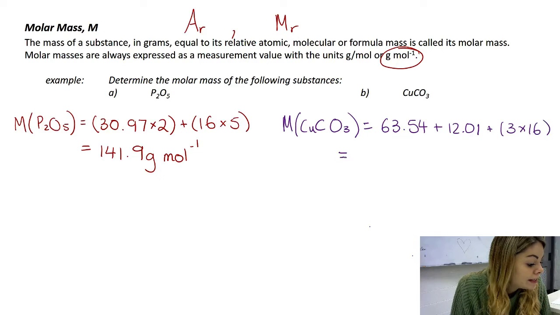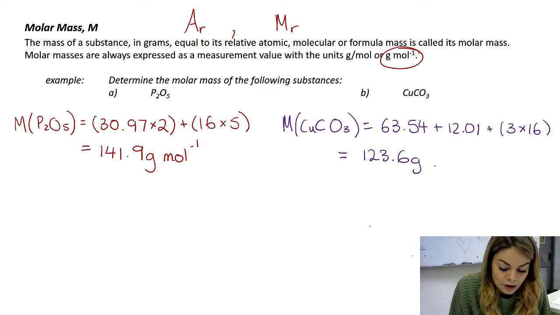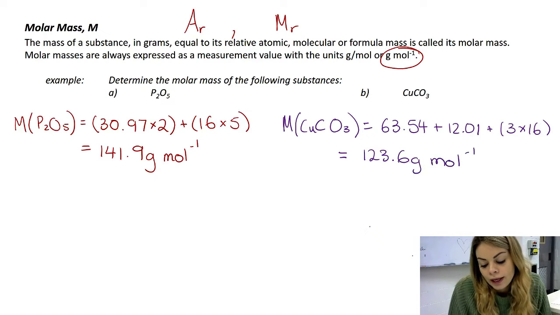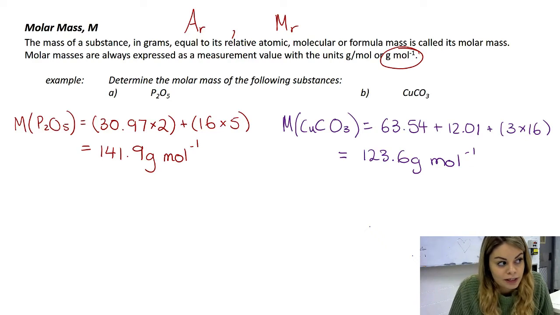And so my answer is 123.6 grams per mole. And we always give our answer to 4 significant figures because that's what's given on the chart on the periodic table.